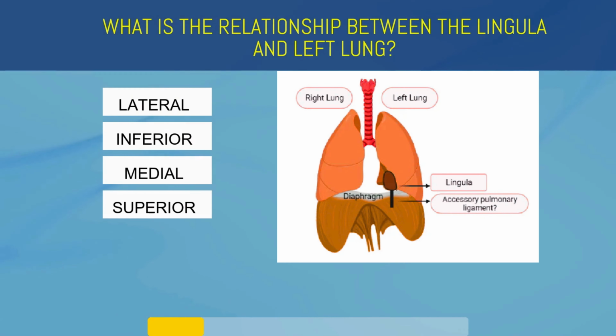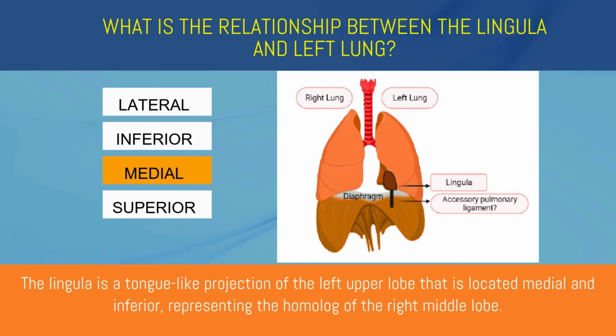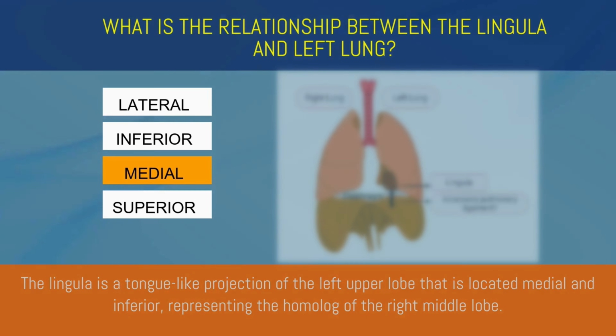What is the relationship between the lingula and left lung? Lateral, inferior, medial, or superior? Medial. The lingula is a tongue-like projection of the left upper lobe that is located medial and inferior, representing the homologue of the right middle lobe.